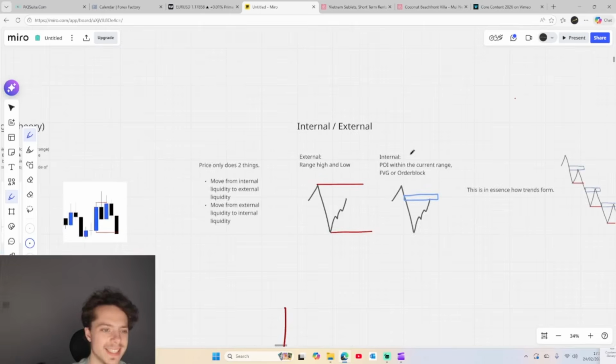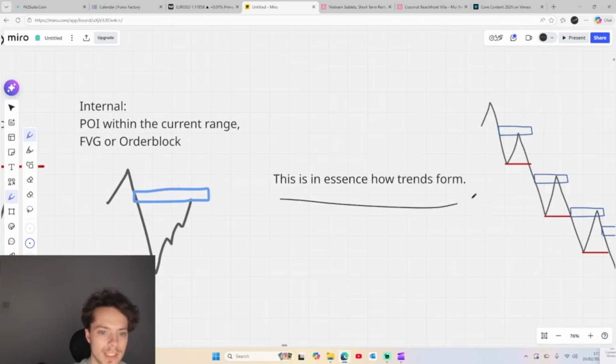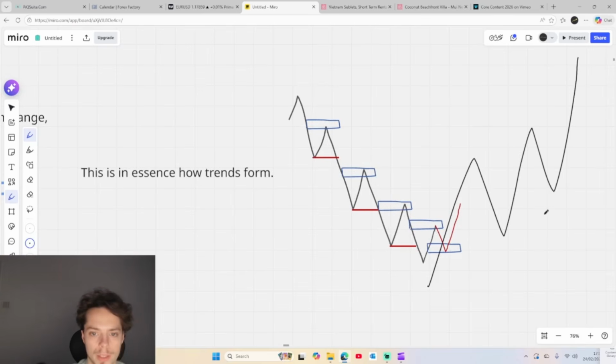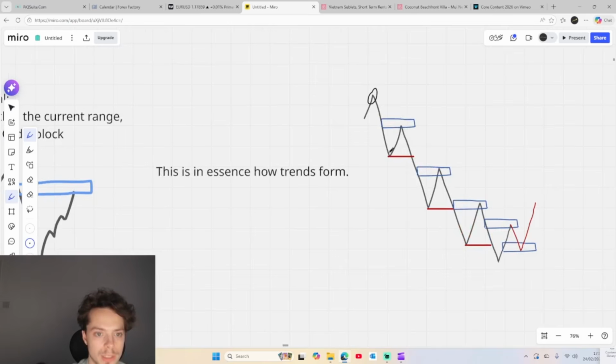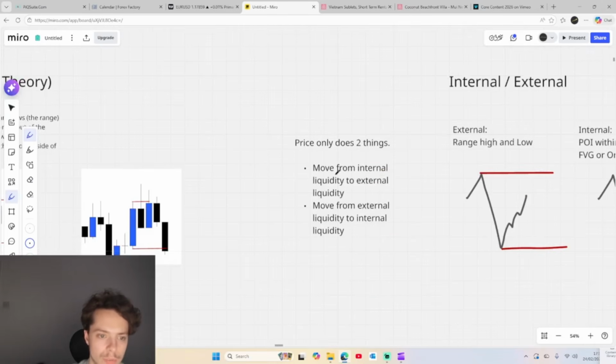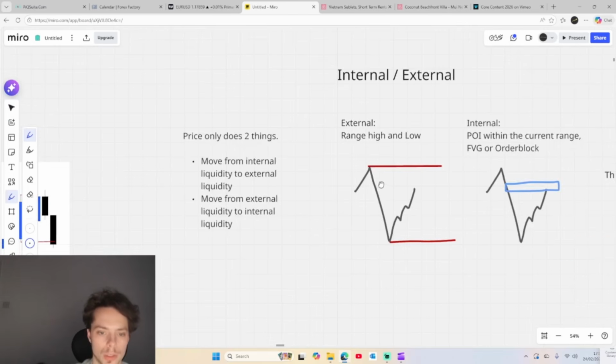The other thing is internal external liquidity, and this is in essence how trends form. We all know that trends form like this: they go down like this or they go up like this, with these peaks and troughs. But what are they actually doing? Essentially, they are taking external liquidity and then internal. The market only ever does two things: moves from internal to external liquidity, or external to internal liquidity.